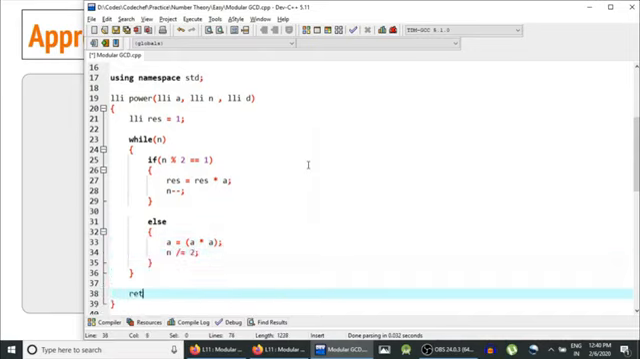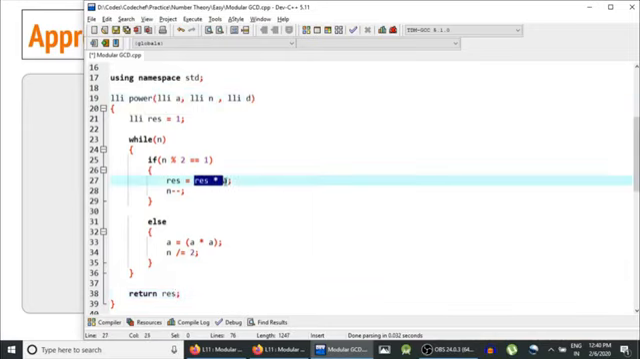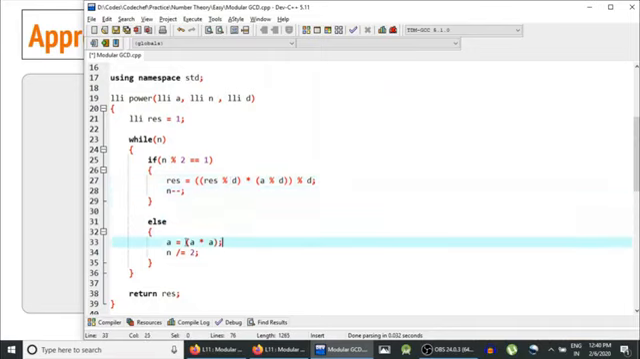And finally we return result. But this time, since we have to take it modulo d, whenever you are going to do this, you do result modulo d into a modulo d and final modulo d, and minus minus, and here we are doing a into a, so we would do a modulo d into a modulo d and final modulo d.